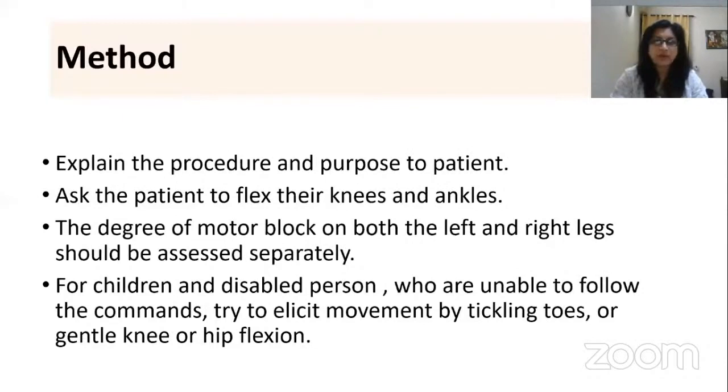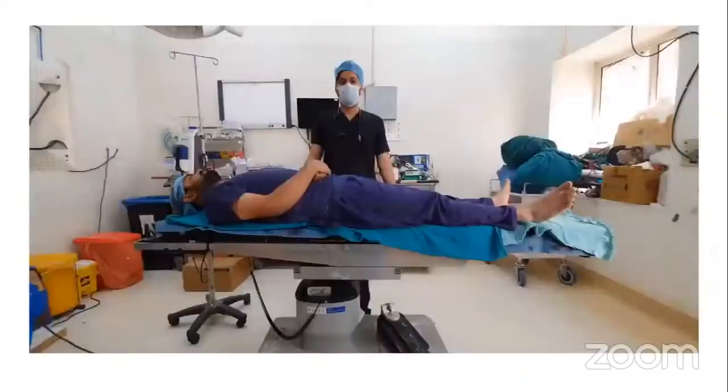Now, how to assess motor block? First of all, explain the procedure and purpose to the patient. Ask the patient to flex their knees and ankles. The degree of motor block on both the left and right legs should be assessed separately. For children and disabled persons who are unable to follow commands, try to elicit movements by tickling toes or gentle knee or hip flexion. For better understanding of the modified Bromage scale, we made a video in which Dr. Siddharth and Dr. Dheeraj will demonstrate how to assess motor block in a stepwise manner.